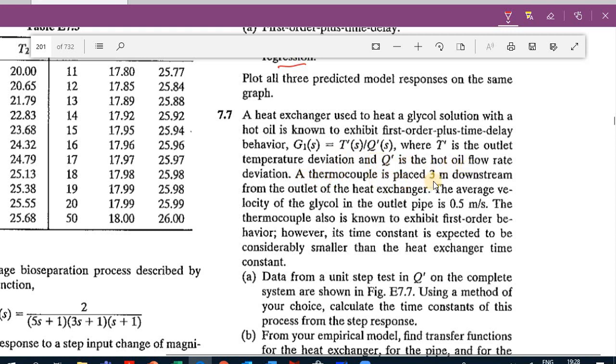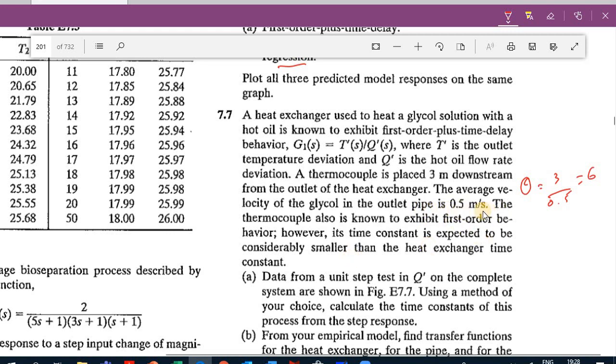A thermocouple is placed 3 meters downstream. When it says the thermocouple is placed 3 meters downstream, that means there is a delay for the thermocouple to detect that the temperature has changed. So it's 3 meters down. And what did it say? The average velocity of the glycol in the output pipe is 0.5. So I can directly say that theta is equal to 3 over 0.5, which is equal to 6.